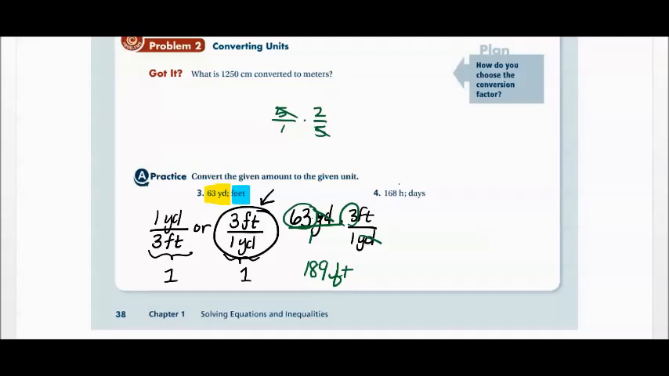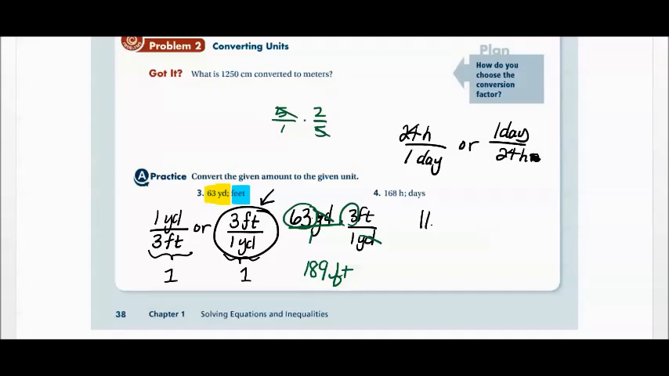Okay, let's do number 4. So in this case, we're working with hours and days. And so our conversion factors could be 1 hour to 24 hours to 1 day, or 1 day to 24 hours.